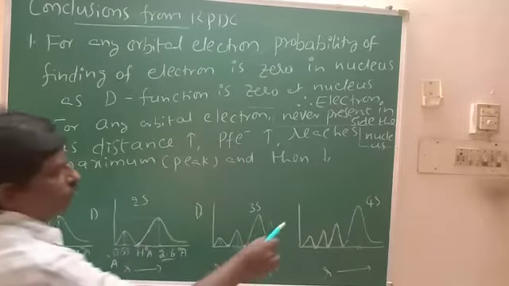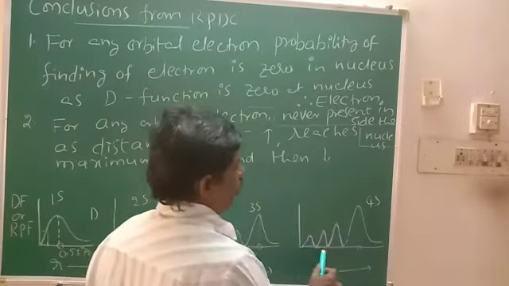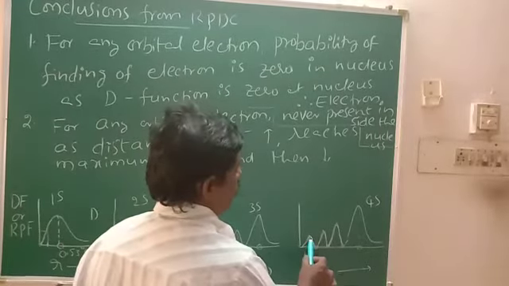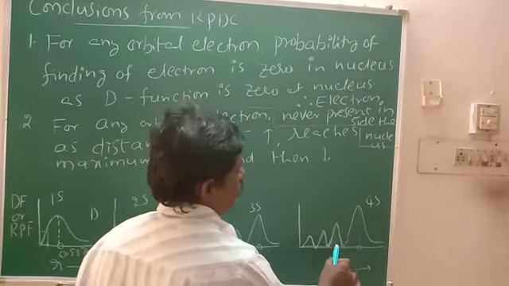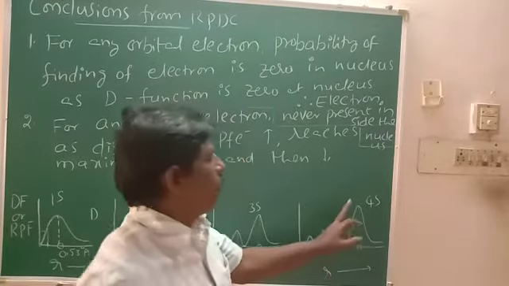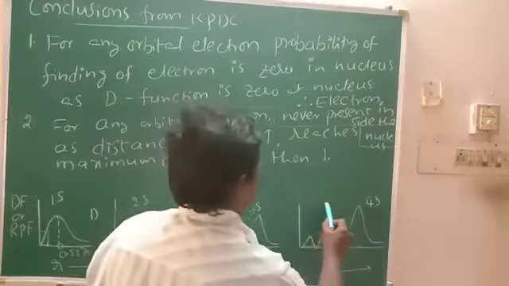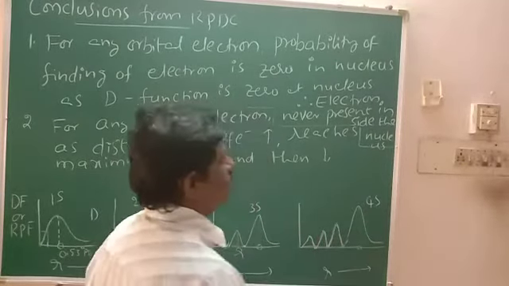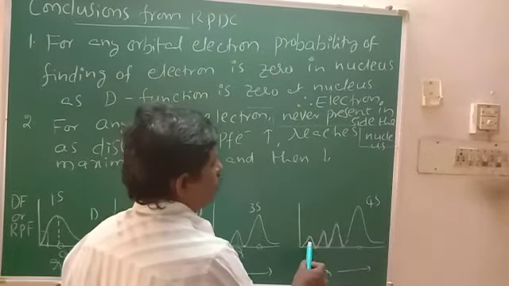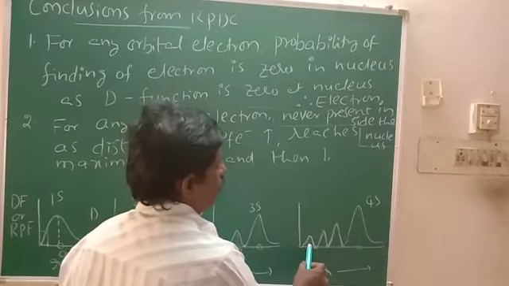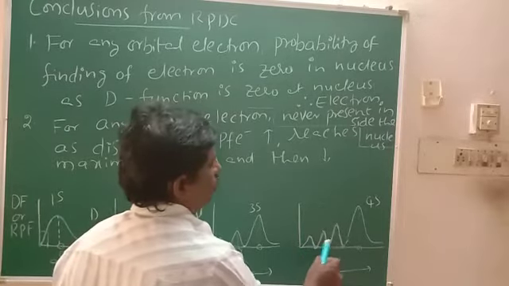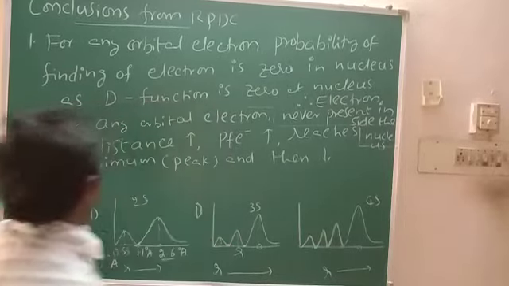1 node. For the 4s orbital, there is a probability for the 4s electron at the 1s, 2s, 3s and 4s orbitals, but maximum probability at the 4s orbital. At this distance, maximum probability, but some chances are there for the 4s electron in the 1s, 2s and 3s orbitals. Okay.